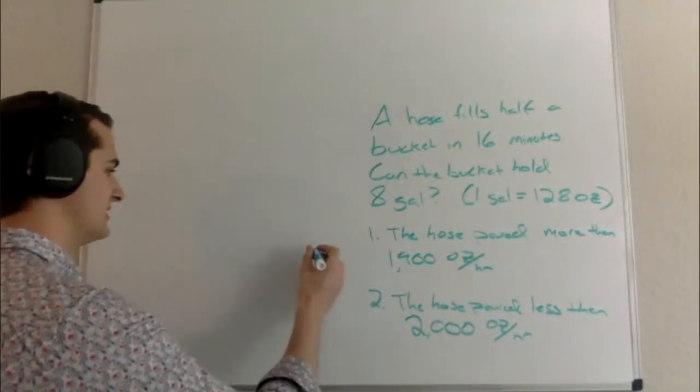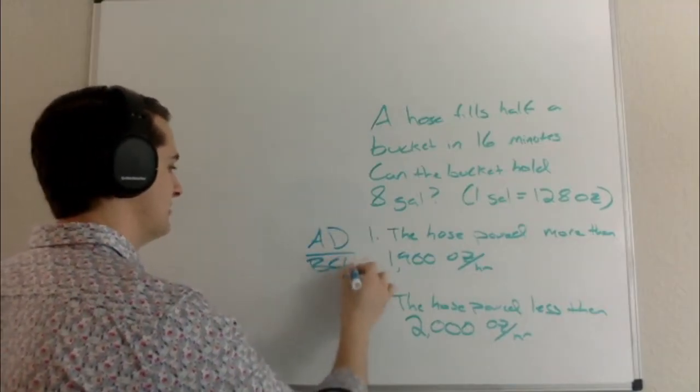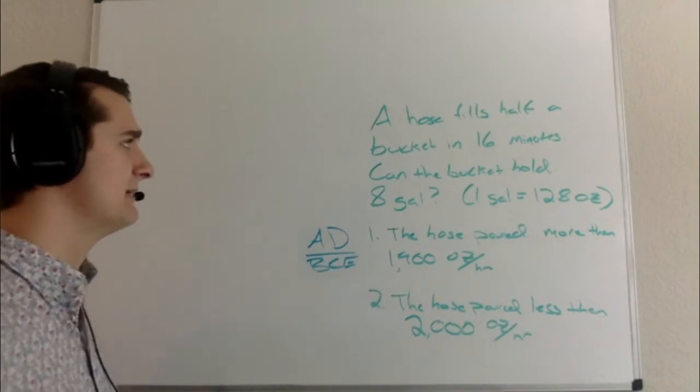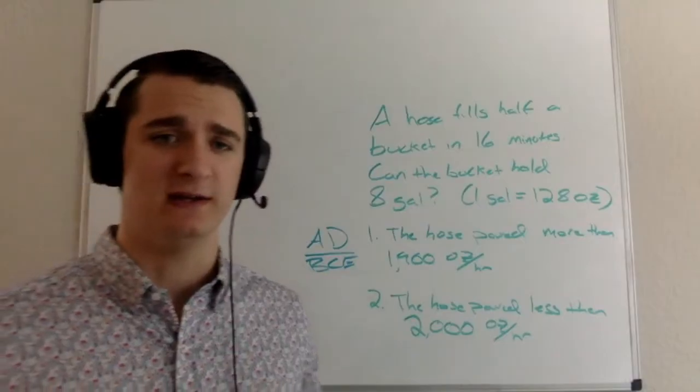So this is data sufficiency. I'm going to go ahead and write for myself AD over BCE here. And one thing that I'm going to keep in mind as I look at this question is I'm always thinking about what's the most efficient way to do things.